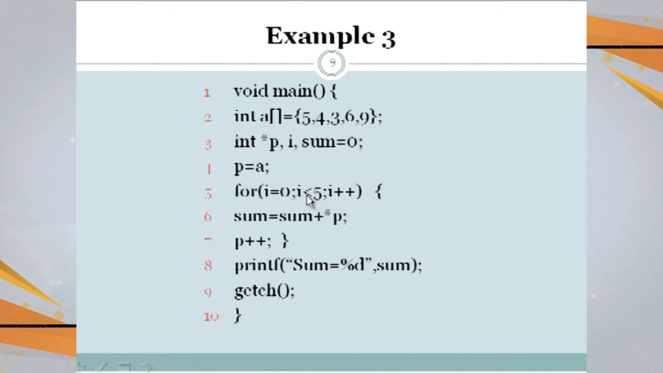5, 5 less than 5, the condition is false. This control will jump to the statement following the loop, and that is the statement at line number 8, which will just display the final result held in the variable sum. Let us execute this program on the computer.